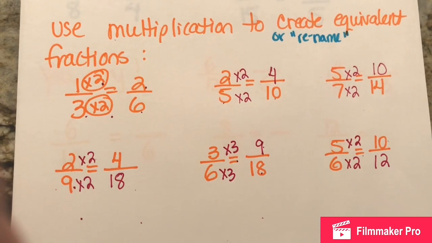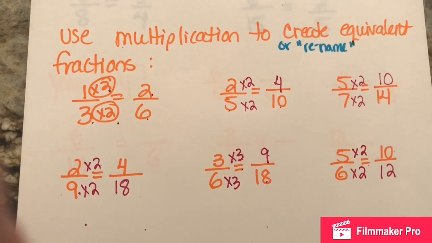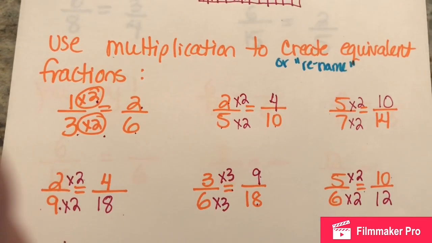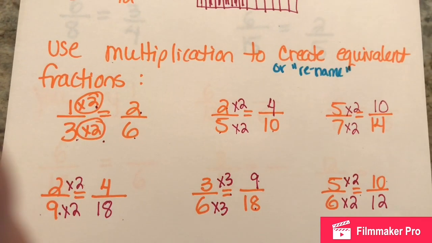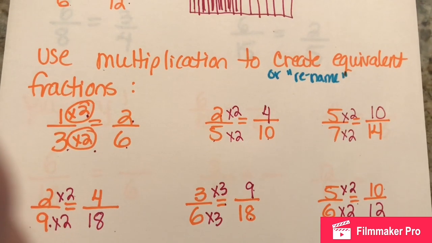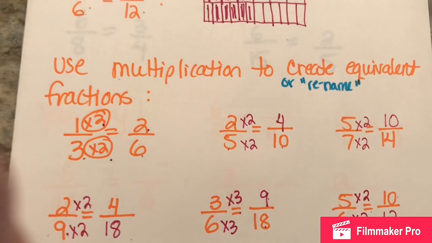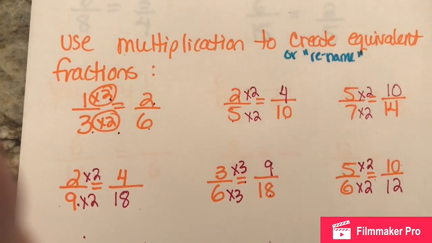If you need some more practice with this and you have your Eureka Succeed book, you could be working on lessons 7 through 11. If you look in the table of contents on the Eureka Succeed book, you will see fractions, equivalents using multiplication and division, and you can practice some more in your Succeed book.